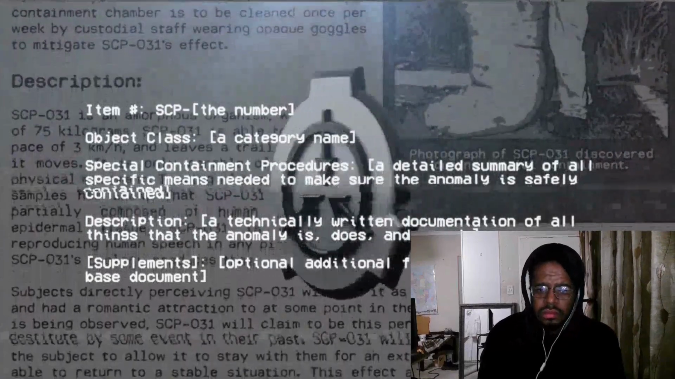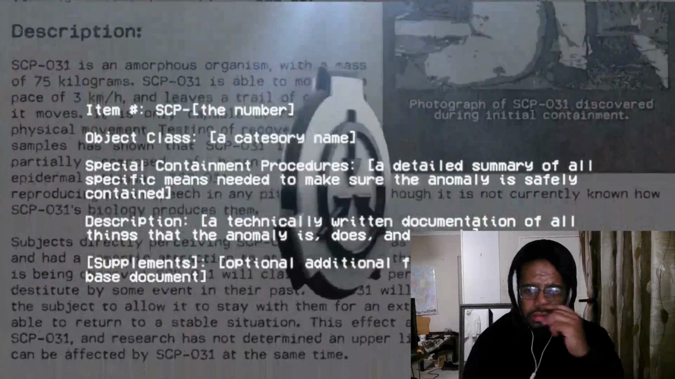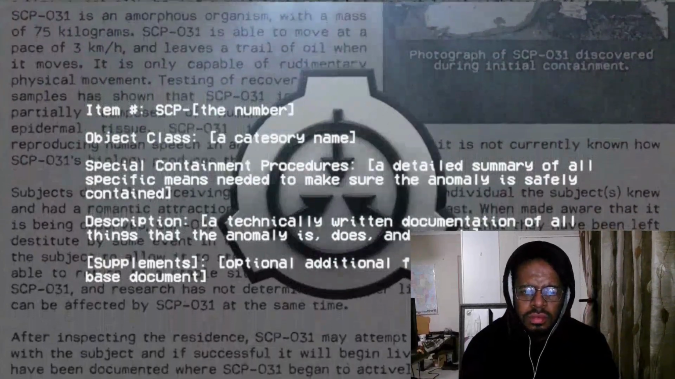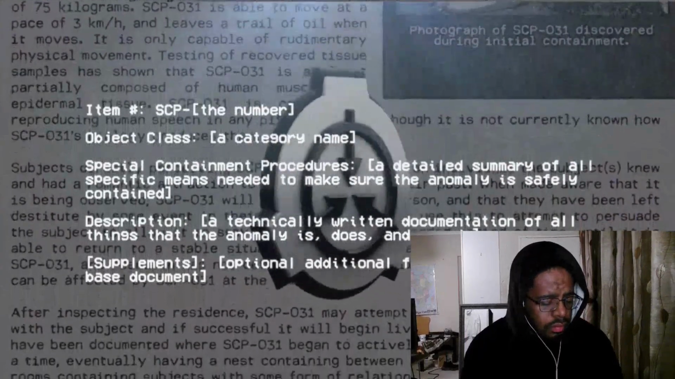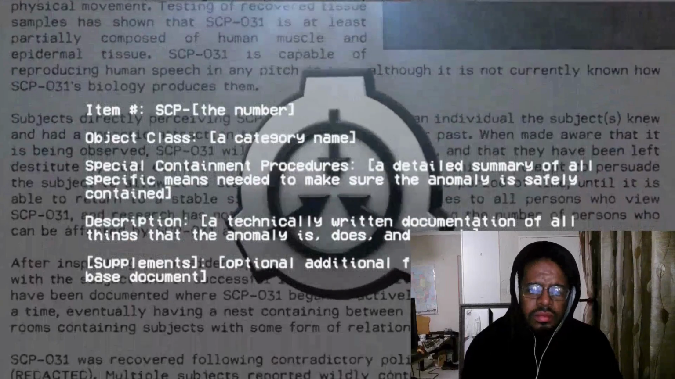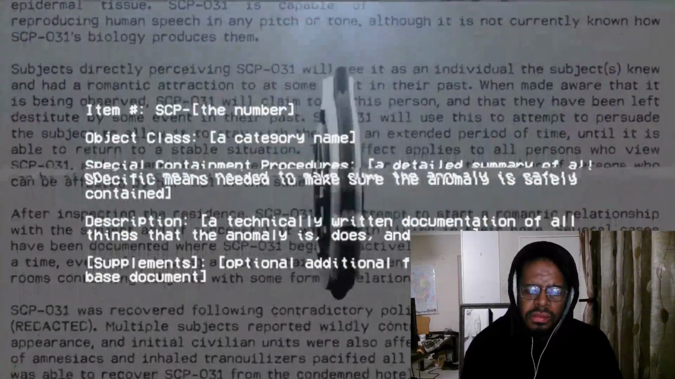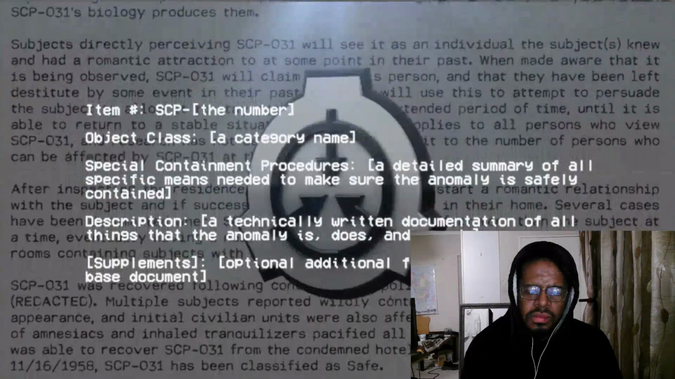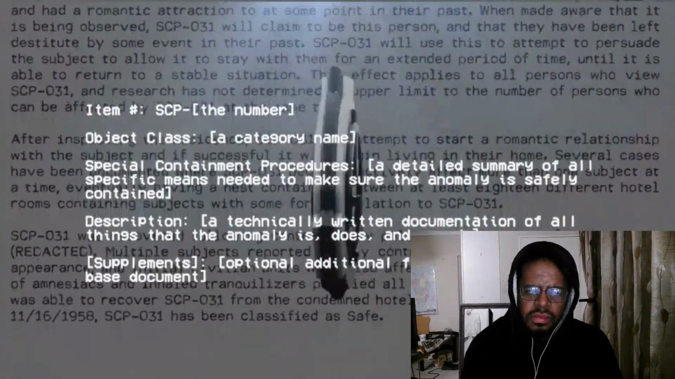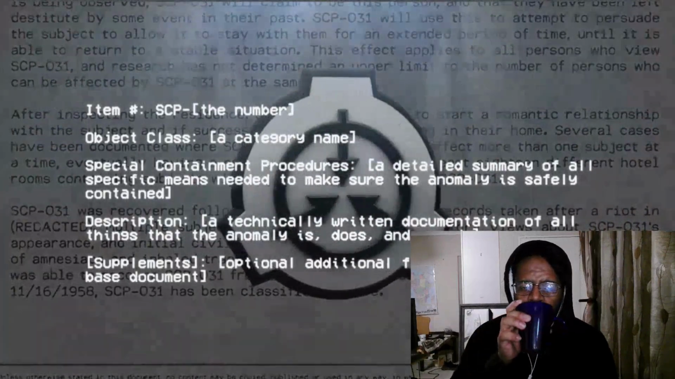Item number, SCP-, then the number. Object class, then a category name. Special containment procedures, then a detailed summary of all specific means needed to make sure the anomaly is safely contained. Description, then a technically written documentation of all things that the anomaly is, does, and can do. And finally, supplements, optional additional files added onto the base document.